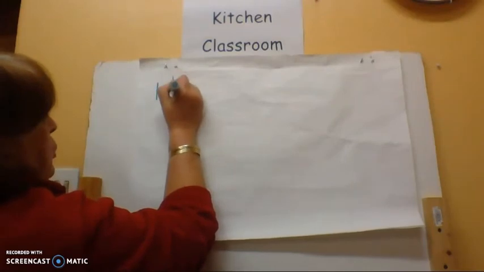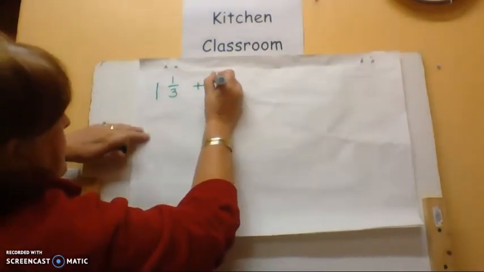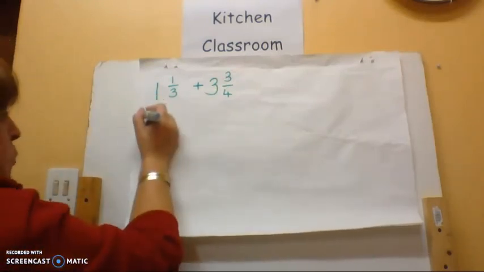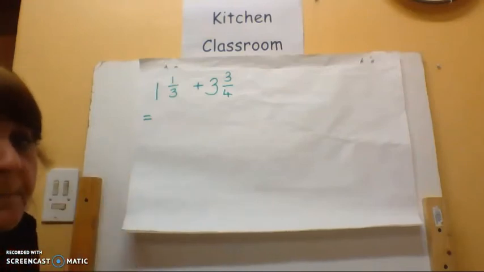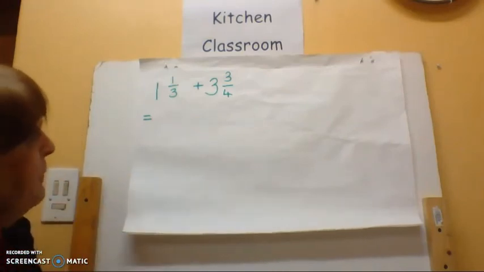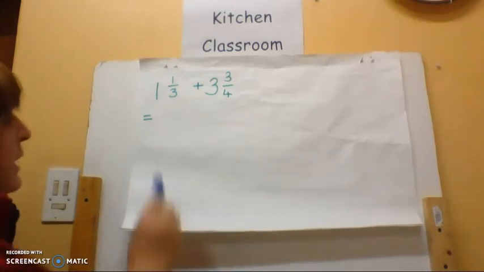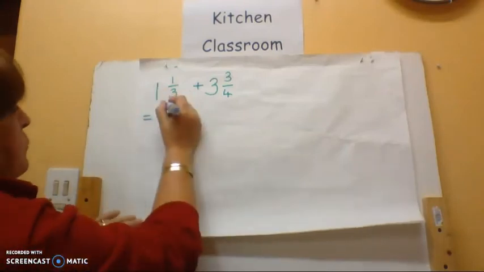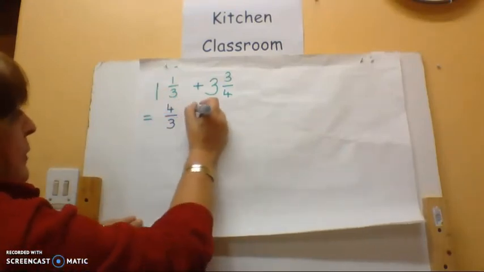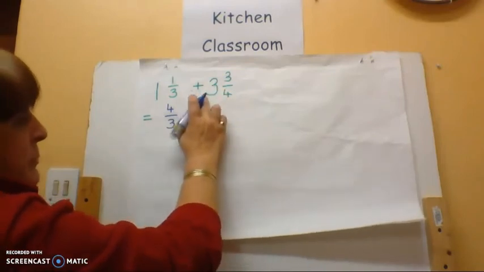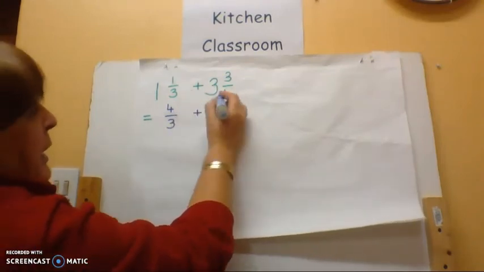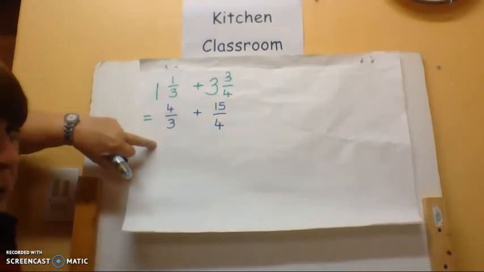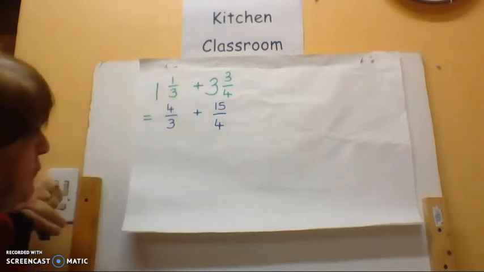1 1/3 plus 3 3/4. All right, step 1 says change all of the mixed numbers into improper fractions. So I'm going to say 3 times 1 is 3 plus 1 is 4 over 3. 3 times 4 is 12 plus 3 is 15 over 4. So 1 1/3 is 4 over 3. 3 3/4 is 15 over 4.